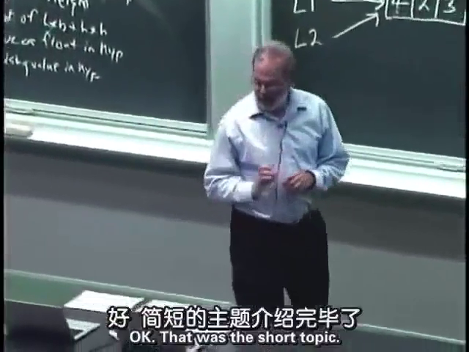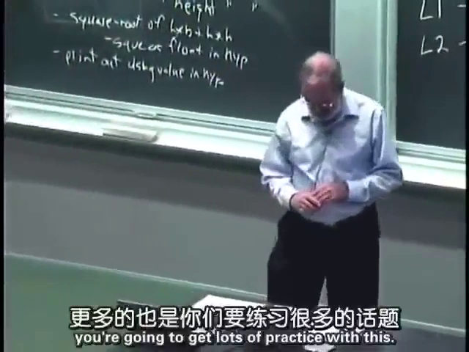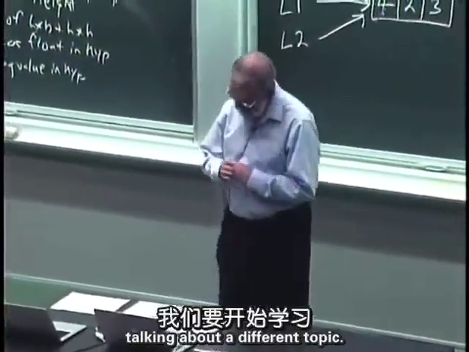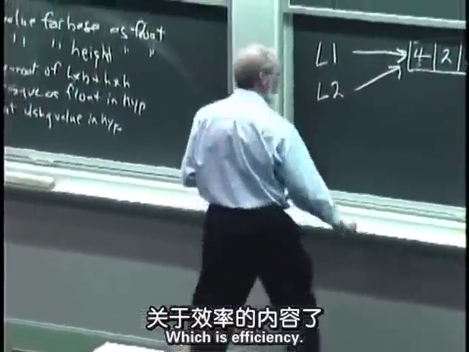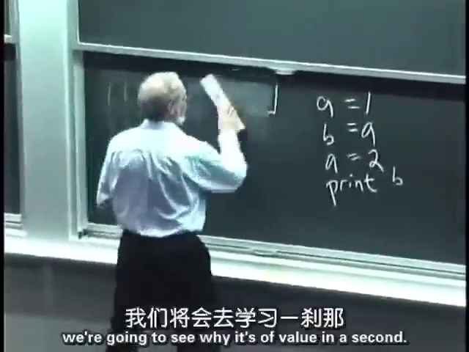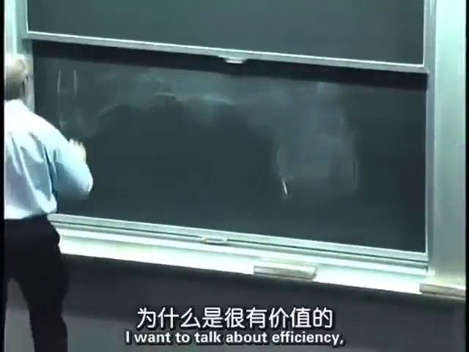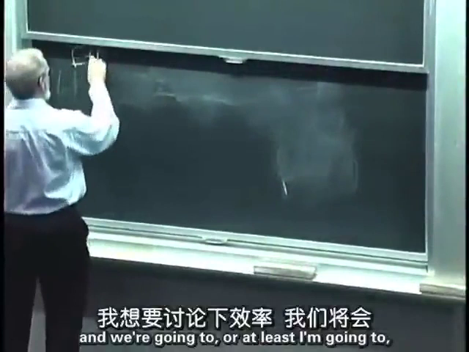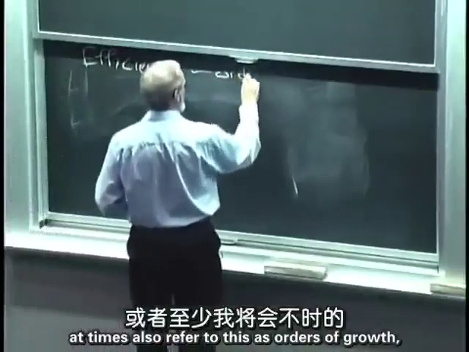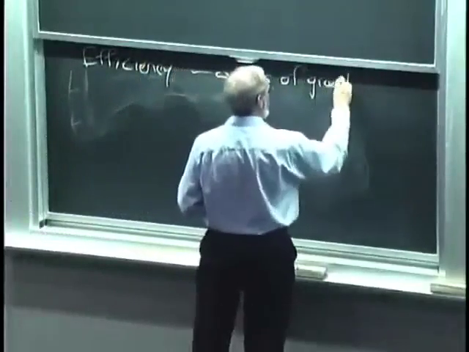Okay, that was the short topic. We'll come back to this some more, and you're going to get lots of practice with this. What I want to do is to start talking about a different topic, which is efficiency. And this is going to sound like a weird topic. We're going to see why it's of value in a second. I want to talk about efficiency, and at times I'm also going to refer to this as orders of growth, for reasons that you'll see over the next few minutes.